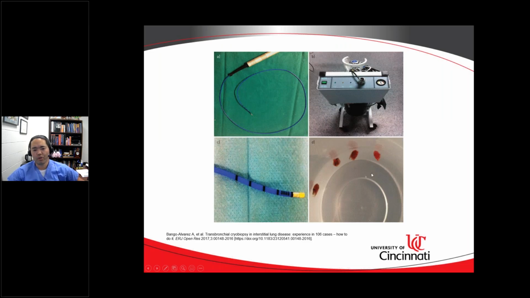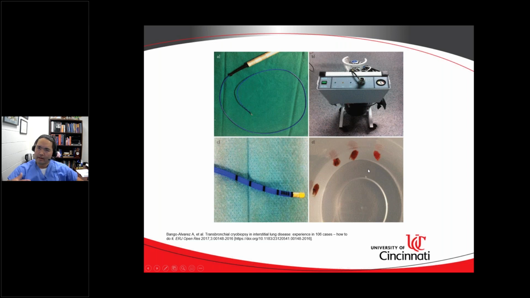So for those of you who haven't seen or read about cryobiopsy, this is a cryoprobe, and it looks like a 1.9 millimeter reusable cryoprobe. This is the console in here that is attached to a nitrogen tank. And this is a zoom in of the cryoprobe itself. And in here in formalin, you can see the biopsy.